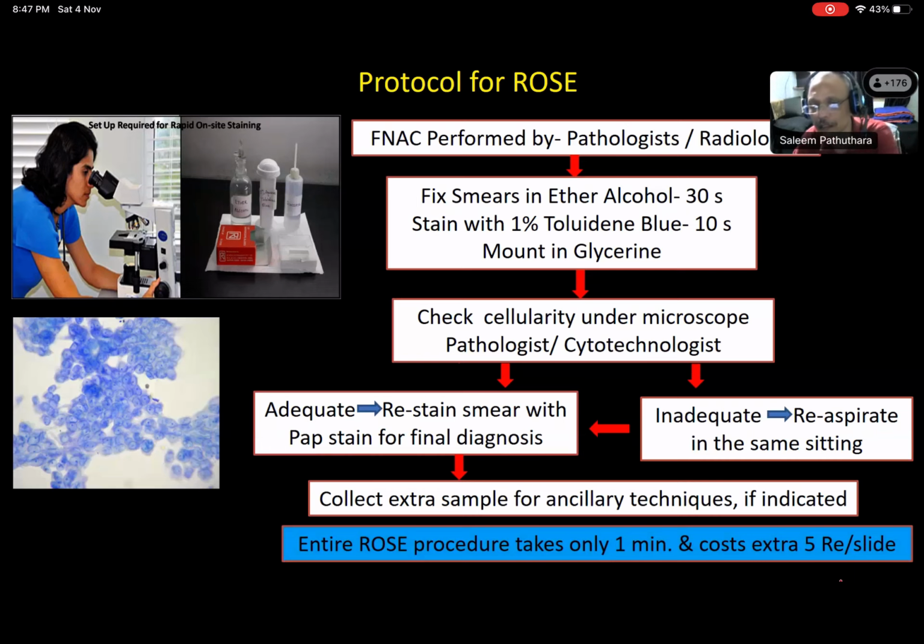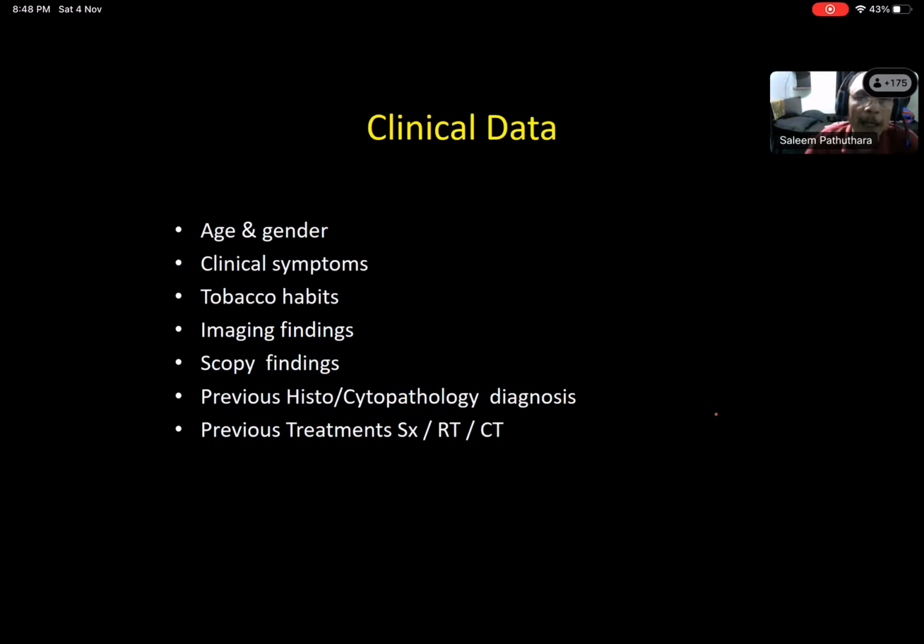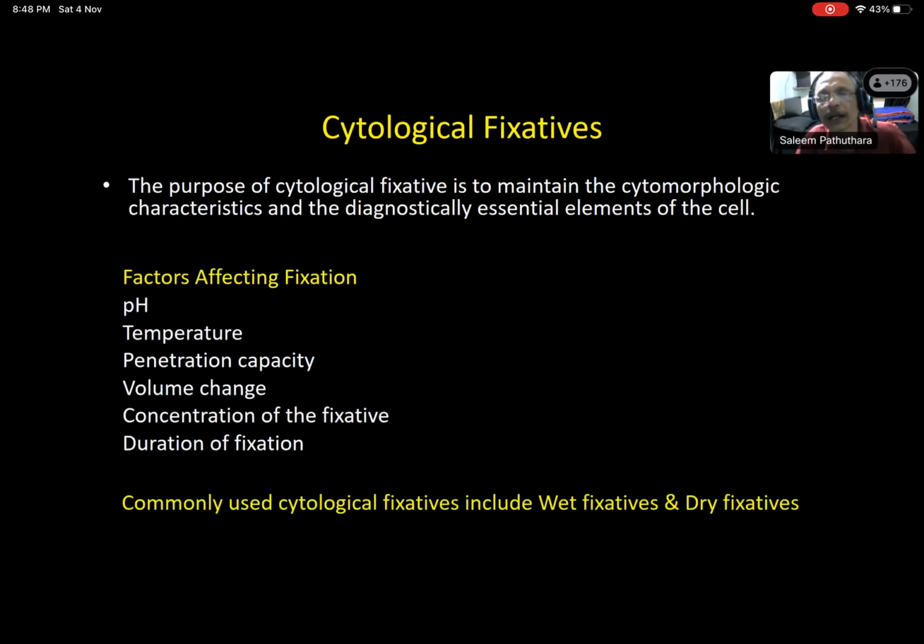The entire process takes only 1 minute, and the cost is 5 rupees for this procedure. Now, apart from preparing the smear, we have to collect the clinical details of the patient on the requisition form. We have to ensure the age and gender of the patient, clinical symptoms, whether the patient has any alcohol or tobacco habits, imaging findings, scopy findings, previous histopathology and cytopathology diagnosis, and the kind of treatment received for each diagnosis and its duration, and when the treatment was finished. So this is very mandatory for making a perfect diagnosis.